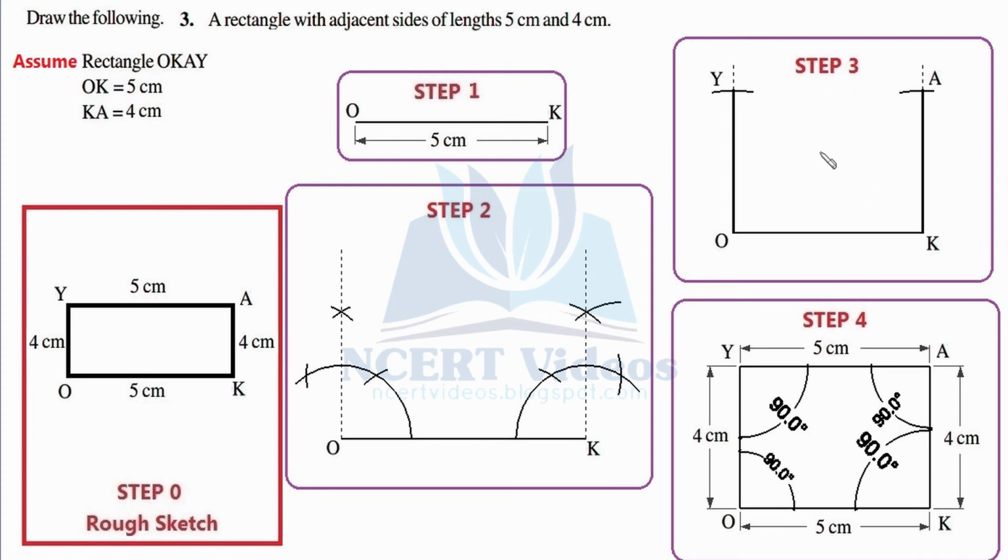In step number 4, we simply connect vertices YA with the help of a ruler. And we make our work tidy by jotting down all the internal angles equal to 90 degrees and copying all the dimensions from our rough sketch into our final sketch. That is 4 and 5 cm as dimensions alternatively. That completes our step 4. Again pause it and try to construct it yourself. With this we have constructed question number 3 of exercise 4.5, chapter 4, mathematics class 8th, practical geometry.